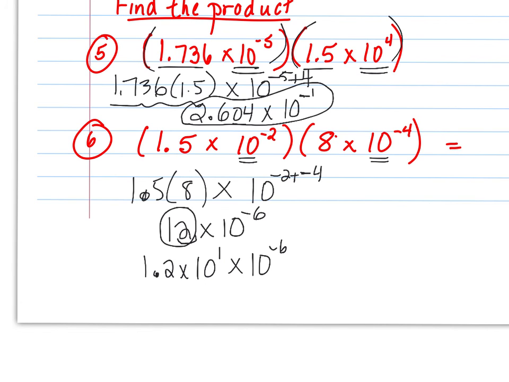What are we going to do to the exponents? So we have 1.2 times 10 to the first plus negative 6. And we get 1.2 times 10 to the negative what? 5th power.